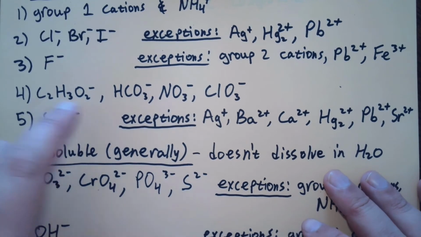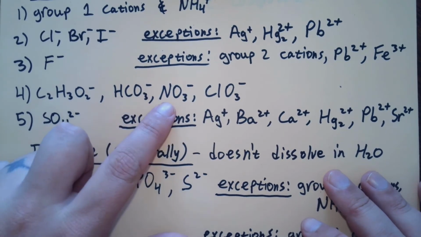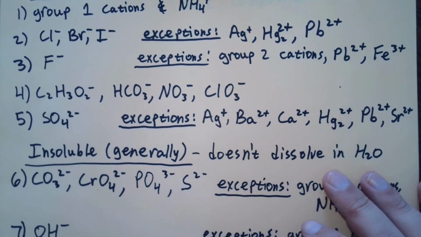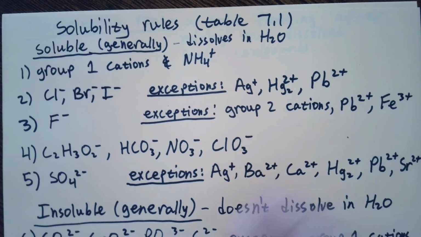Alright, polyatomic ions: acetate, bicarbonate, which is carbonate with an H on it, nitrate, and chlorate. These are all generally soluble, no exceptions. Just like rule 1 here had no exceptions. So that's nice.